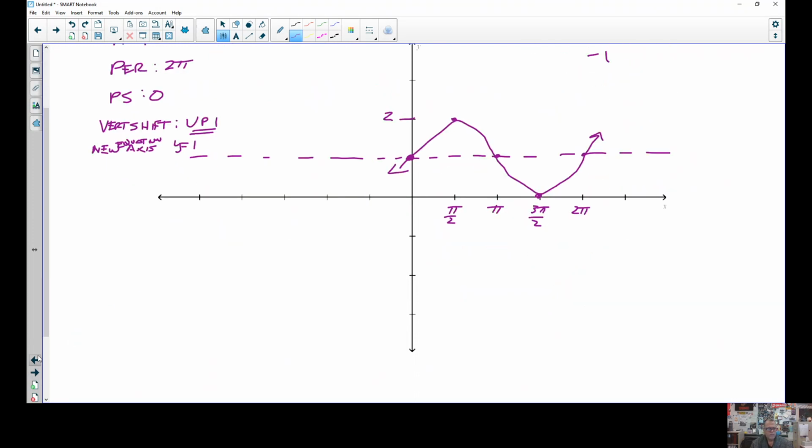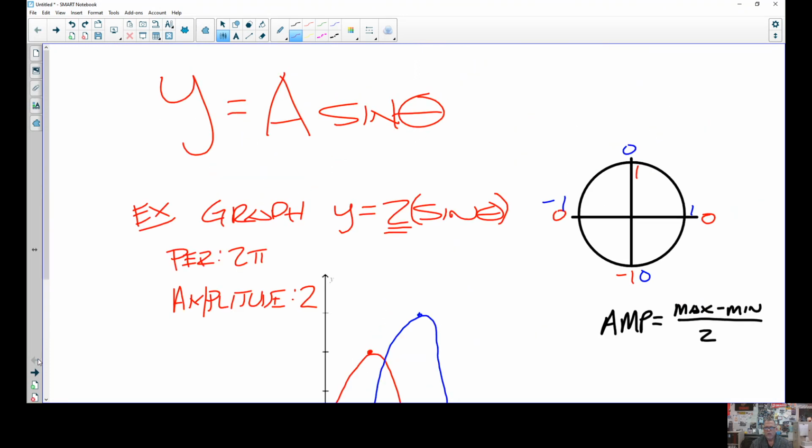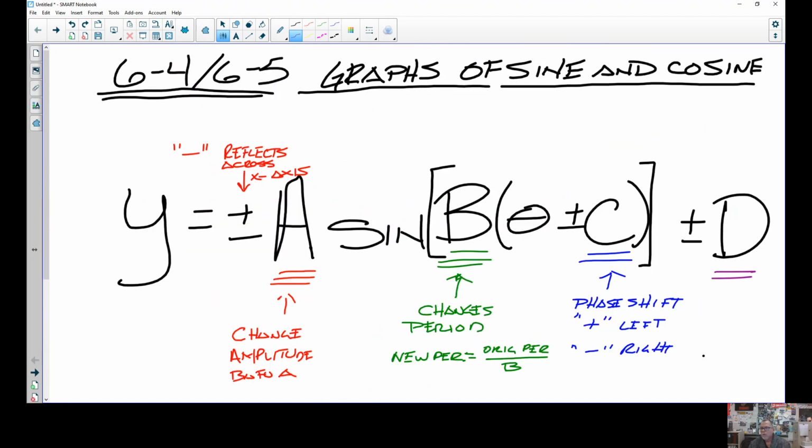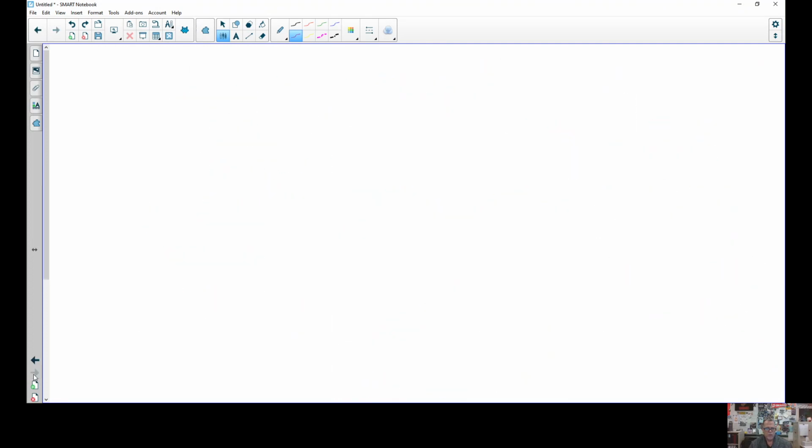So what does this do? I'm going to go back here real quickly, and then we're going to do some ugly ones. This changes our axes, right? Plus moves it up, minus moves it down. All right. So let's do a couple other examples, and then I'm going to get you started.